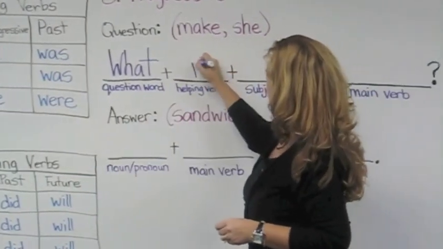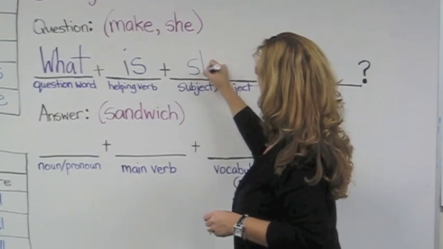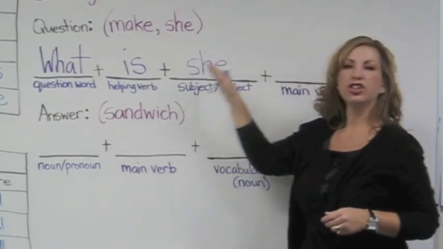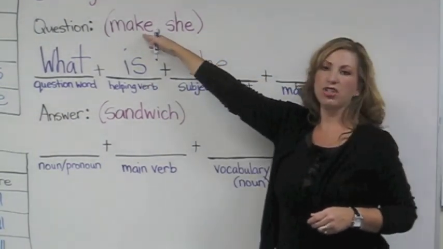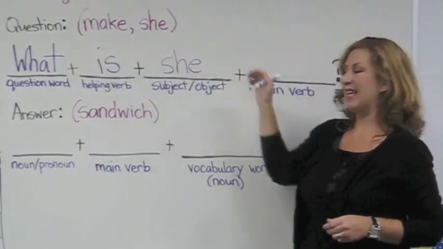What is? The subject would be she. What is she? And now we have to conjugate our verb. What is she making?